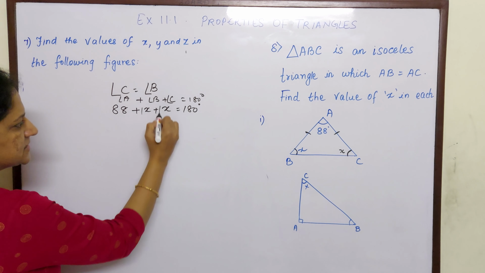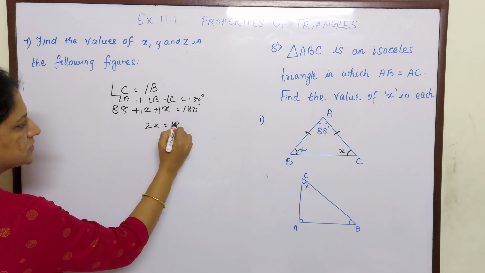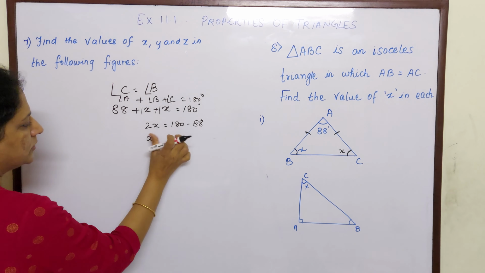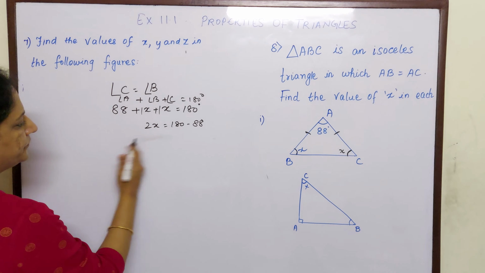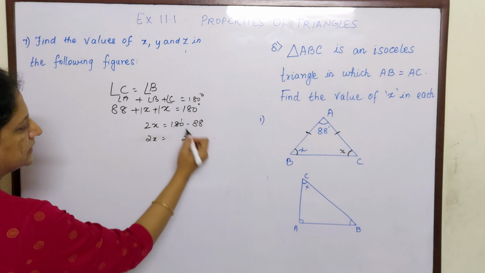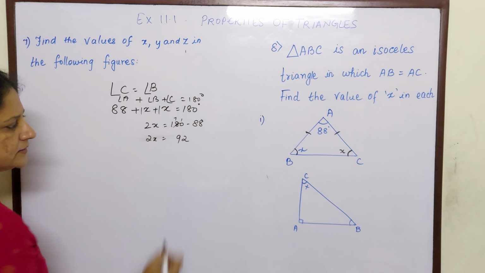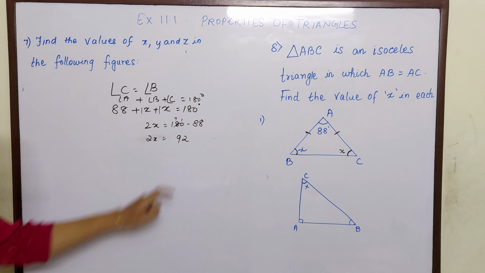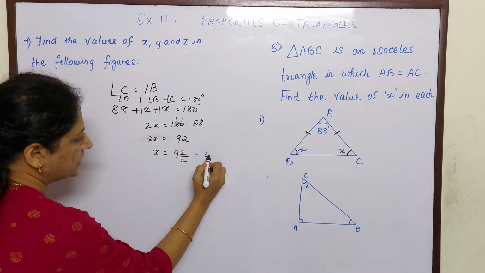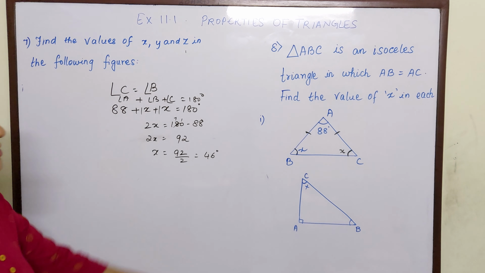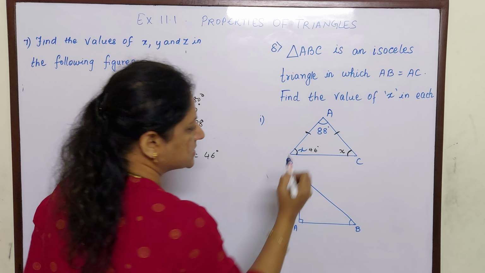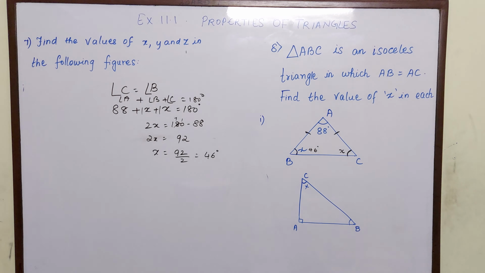So x plus x is what? 2x equals 180 minus 88, and 2x is equal to, 10 minus 8 is 2, and 92, right? So 2x is equal to 92. So what is x? x is equal to 92 divided by 2, that is 46 degrees. So here, the value of x is 46 degrees. Let us move to the last sum.